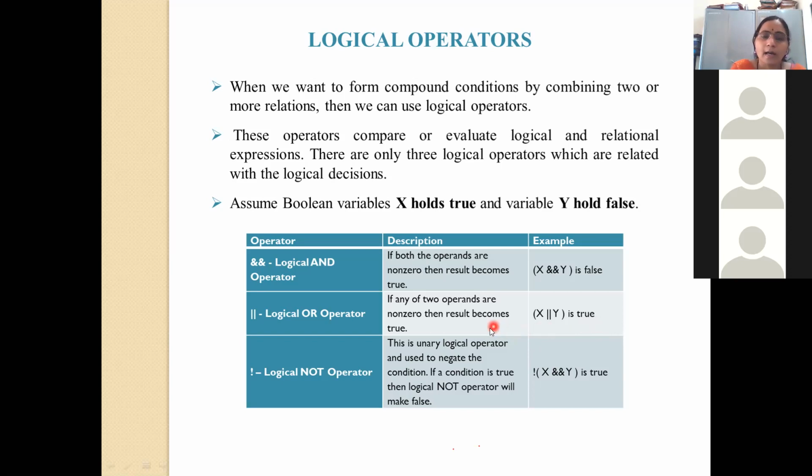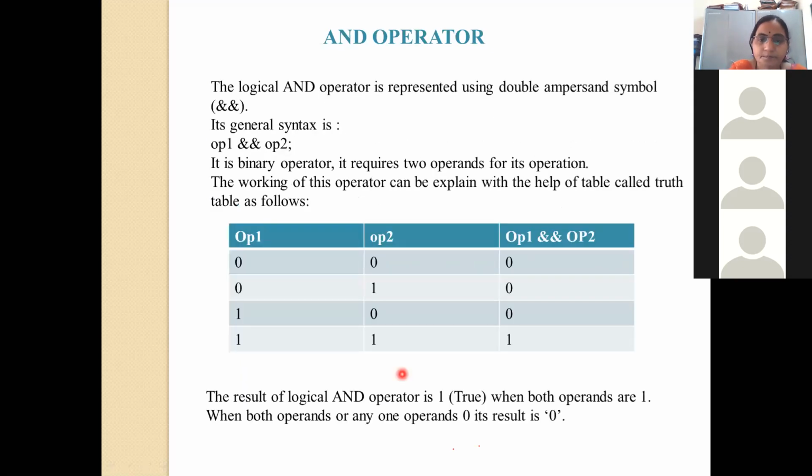And the last one is the logical NOT operator. You remember that the logical NOT operator is the unary operator and it takes only one operand, and that's why it is called the unary operator. Generally it is used to negate the condition. If the condition is true, then the logical NOT operator will make it false. If the input is false, then it will give you the result true. And all these operators will become clear in the next slide.